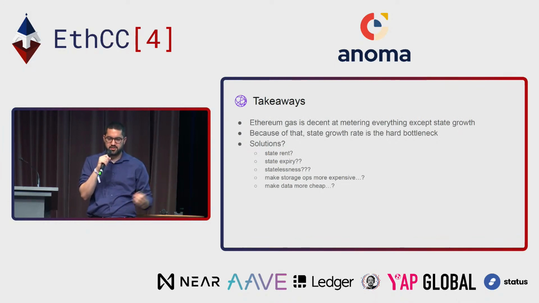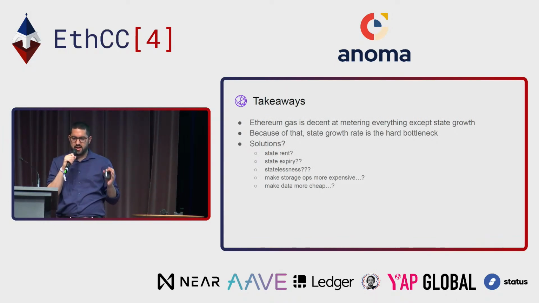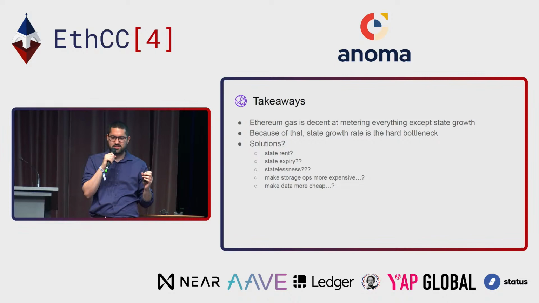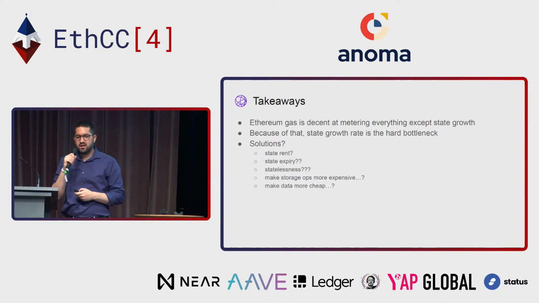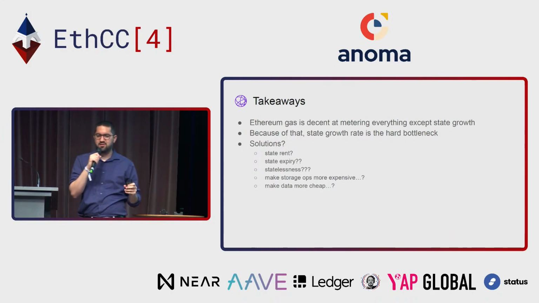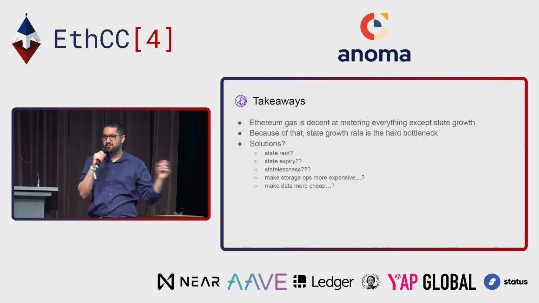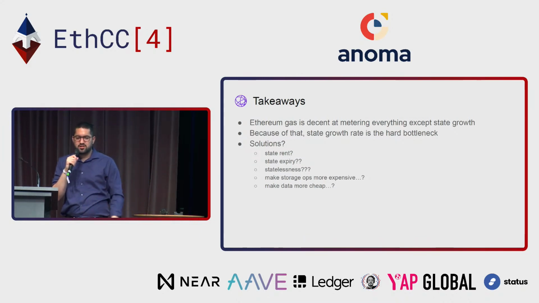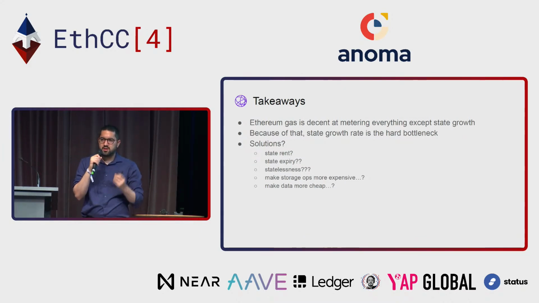So what are some takeaways for Ethereum? Ethereum gas has been decent at metering everything except for state growth. Like we saw on the previous slide, Ethereum state is about 90 gigabytes. This is not very good, and this is really the hard bottleneck. The validation rate we can be a bit flexible on for now, but the state growth rate for Ethereum has really been the hard bottleneck. So what are some solutions to this? Because to scale, we need to target the bottleneck.